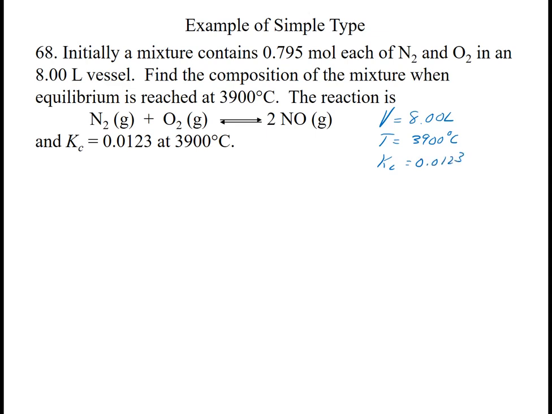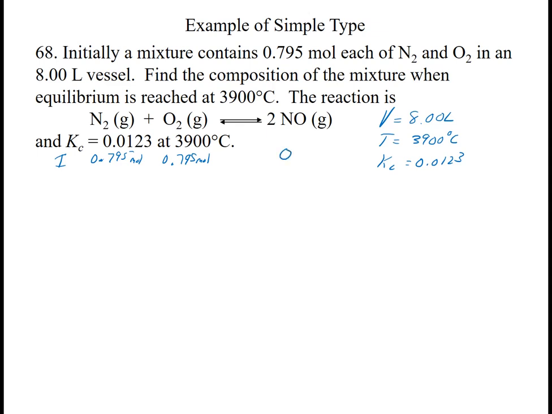Okay. So we're going to do this like we started out doing the initial problems at the beginning of this chapter, which is we have a balanced equation, and I'm going to need all the white space on this slide that I can get, so I'm just going to write underneath this. So I have an I, and I put down 0.795 moles for both nitrogen and for oxygen. And it doesn't tell me how much NO, so that's going to be 0.